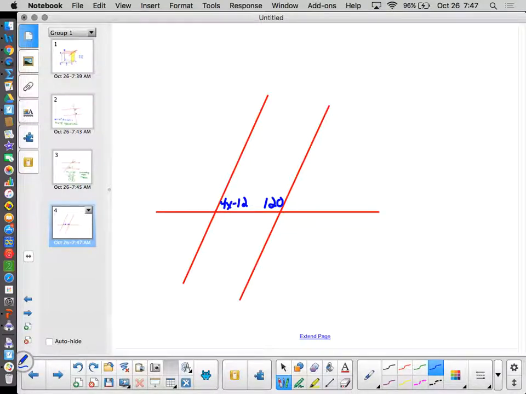What are we going to do with those to solve? We're going to set them equal to each other? No. Would that even make sense? No, because this one's acute and this one's obtuse. Add them up to, so supplementary, add them up to 180. So 4x minus 12 plus 120 equals 180.